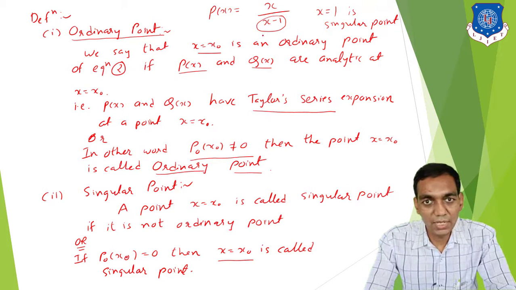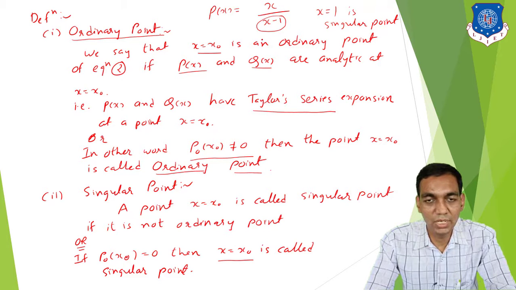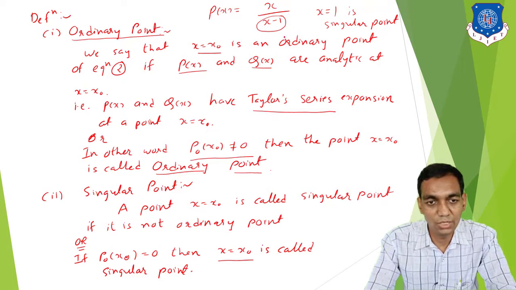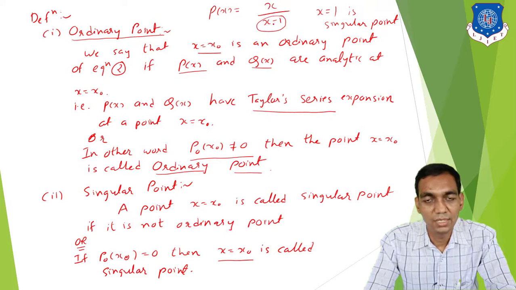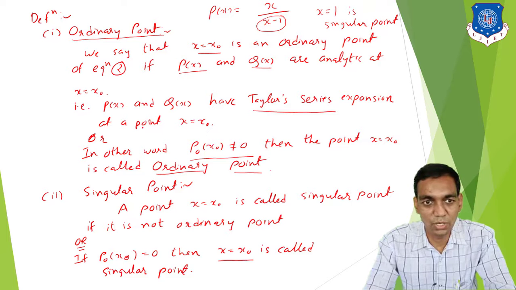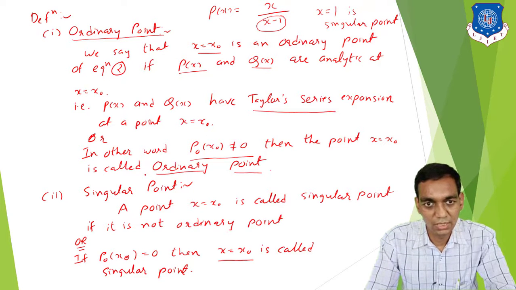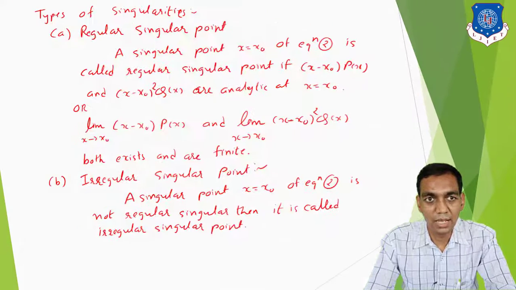But if you take any point other than 1, then they all are going to be ordinary, because in that case the denominator is not 0, and if the denominator is not 0, then that point is called an ordinary point. This is the simple concept of ordinary and singular points. So wherever the denominator is 0, those points are singular, and all other points are going to be ordinary. Now, types of singularity.